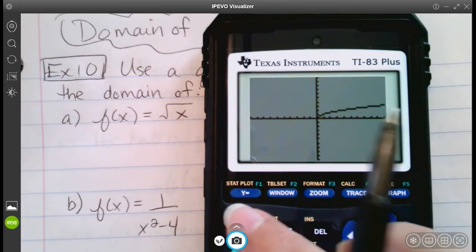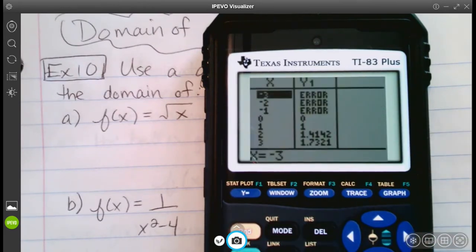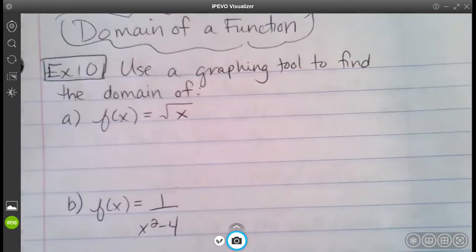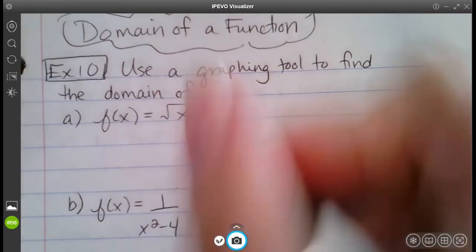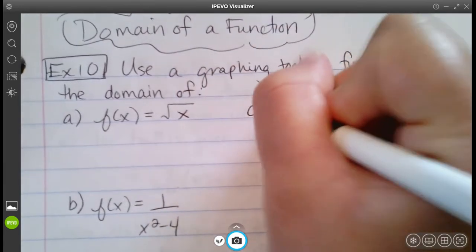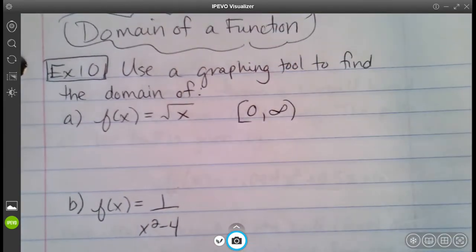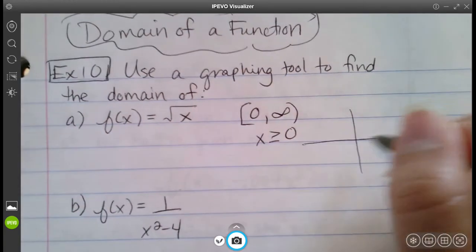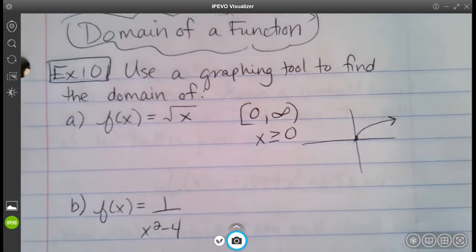If we look at the table, so you press second graph to get the table, you're going to see that all of the negative numbers actually have an error. Okay, and there's a reason for that. You can actually see where the numbers start. They start at 0, and then it just goes up from there. Graphically, again, it starts at 0. So this graph looks like the domain is going from 0 to infinity. Okay, if you want to use the different notation, you can also use this notation if you prefer. Okay, and a quick sketch. So it looks something like that.